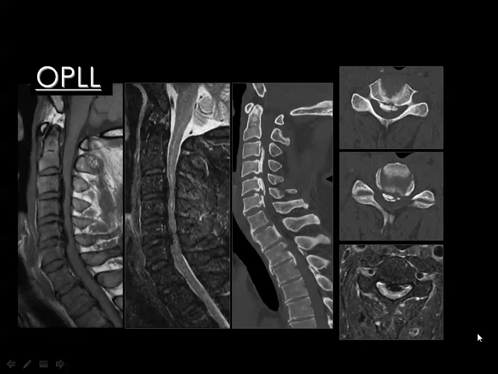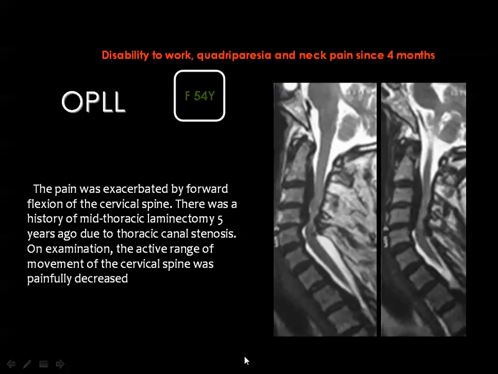Then here is an example by CT. You get calcification, which is usually interrupted, of the posterior longitudinal ligament, and this is the axial image where you can see the ossification of the ligament. On MRI, you get sheets of low signal in the T1, and also low signal in the T2, encroaching on the spinal canal and compressing the cord. And this is the appearance of ossified posterior longitudinal ligament by MRI, axial T2 weighted image.